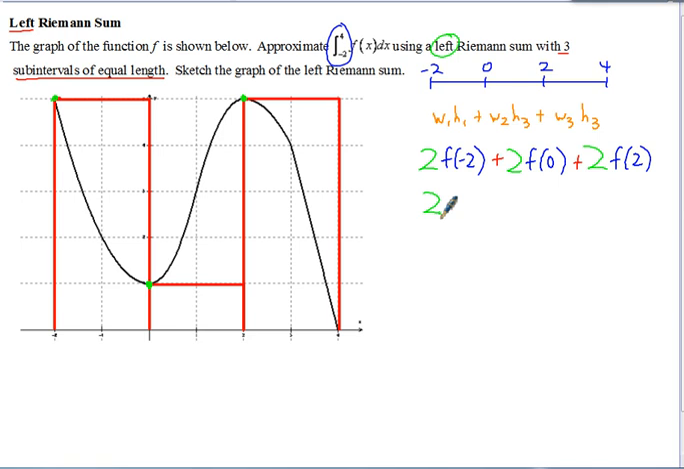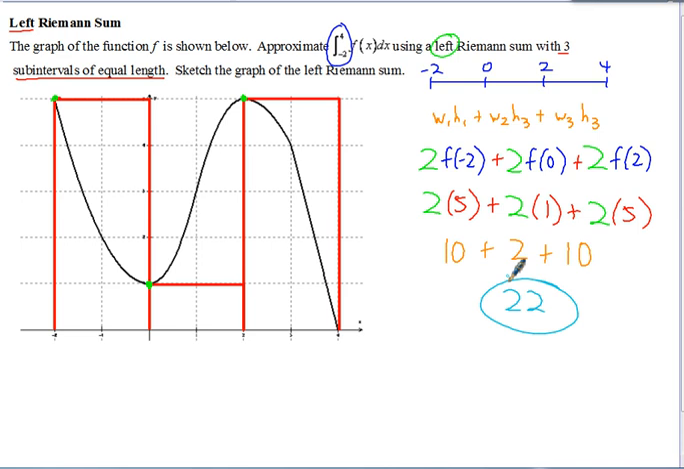So we have 2 times f of -2, and that's up here at 5, plus 2 times f of 0 is right here at 1, it's the height of our second rectangle, plus 2 times f of 2, it's right here at 5, is the height of our third and final rectangle. So 2 times 5, the area of the first rectangle is 10, plus 2 times 1, the area of the second rectangle is 2, plus 2 times 5, the area of the third rectangle is 10. Add those up gives you 22.